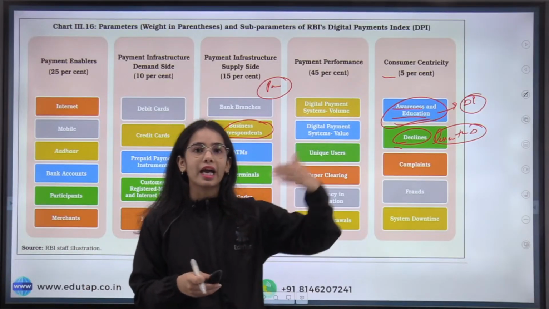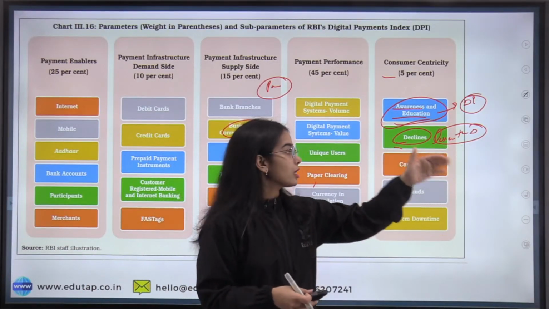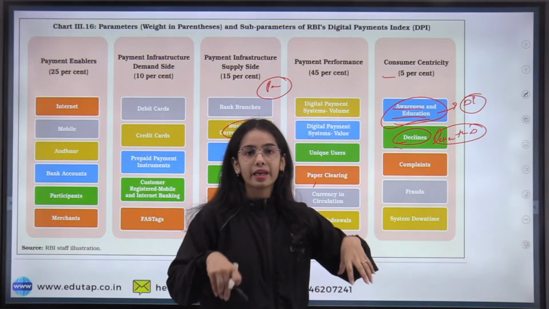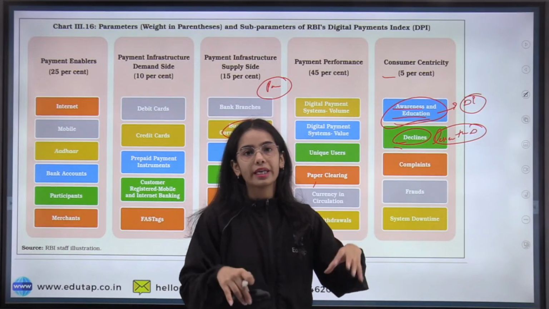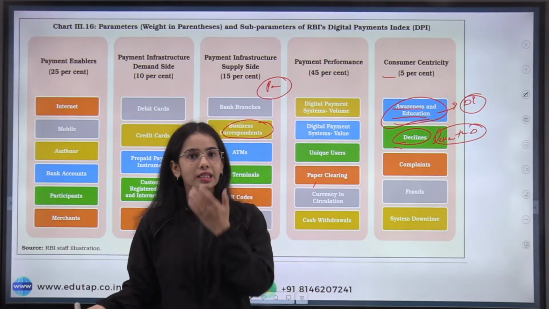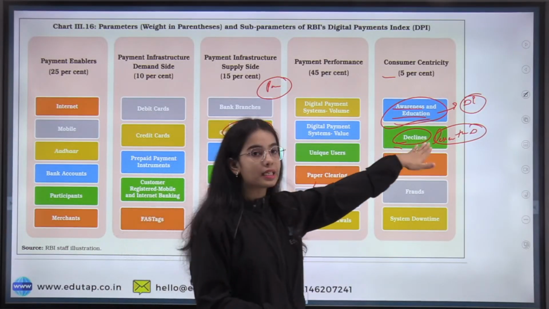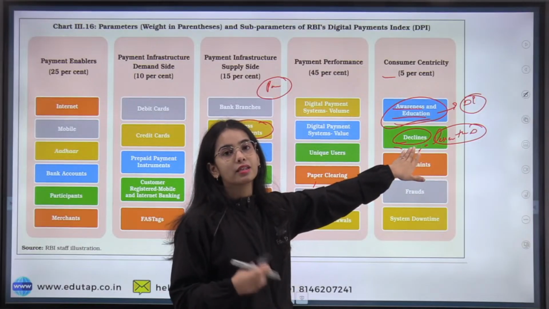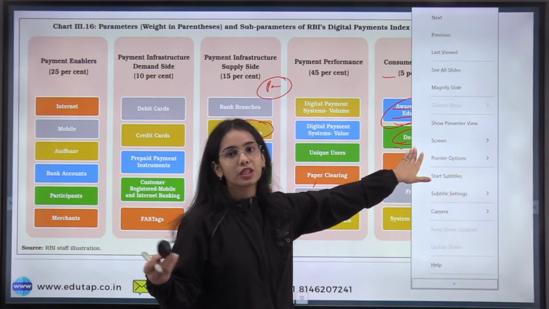So I have to carry the cash whenever I am going to my village area. But in the city area, in the town area, I know that I can use the digital ecosystem. So here I do not have to carry the cash. So basically, the lesser the declines, the better it is, and the more transactions will happen through the digital ecosystem.